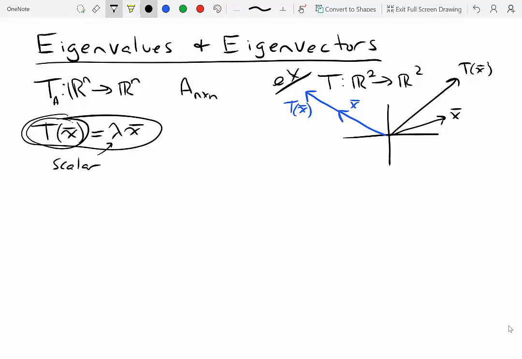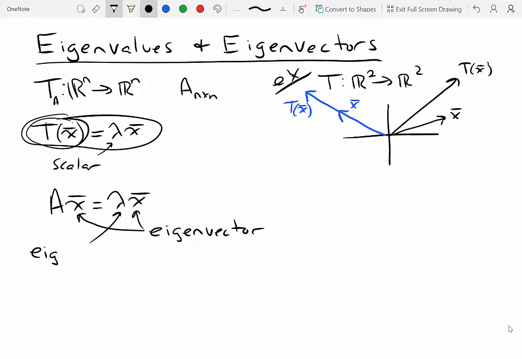So I know how to evaluate T of x because I have this matrix A, and so it would have to be the case that A times x is equal to lambda times x. These vectors x that satisfy this, and that is the exact same vector on both sides, this is what we will call an eigenvector. And the value of lambda will be called an eigenvalue. And this right here, Ax equal to lambda x, is called the eigenvalue equation. Okay, great. Let's see if we can figure out some stuff about the eigenvalue equation.